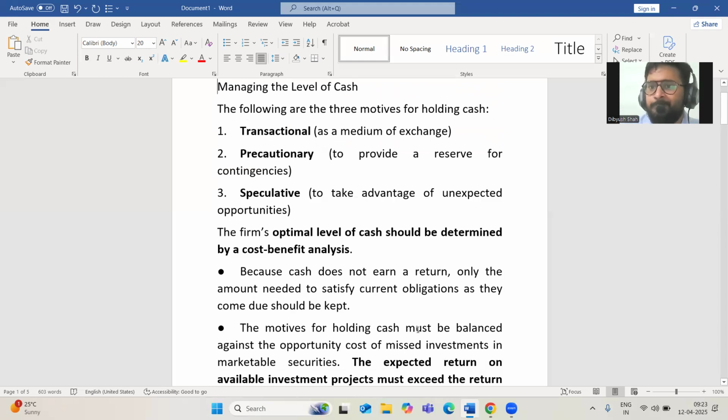So again, for your benefit, there are three primary reasons for holding cash: transactional, precautionary, and speculative. And the optimum level of a firm's cash position is generally determined by a cost benefit analysis, where you see what is the net benefit of holding cash and you compare it with the cost.